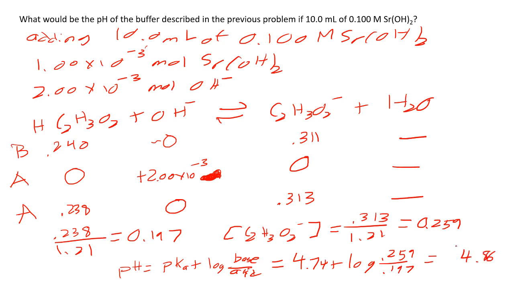You see it increased very slightly. That's what our buffer is supposed to do, right? It's supposed to minimize the change that we get when we add something like hydroxide or an acid. So our buffer does change. It also changes in the correct direction. We don't expect adding a base to make our pH go down. It should make it go up.